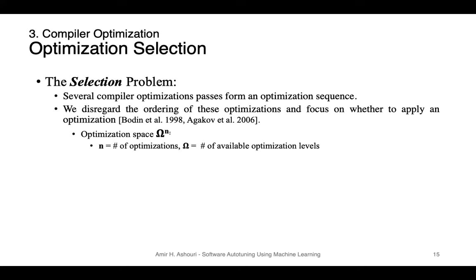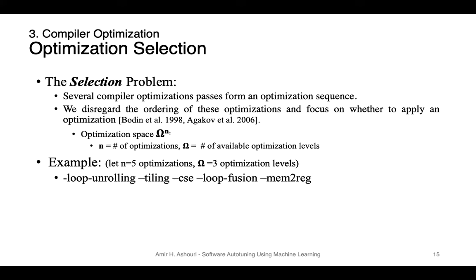So let's start with the first problem, the definition of the first problem. It's called the selection problem. We have several compiler passes. They form an optimization space. In this case, we disregard the ordering. We are only interested in identifying whether or not to apply this optimization. So suppose you have n optimizations, and omega is your available optimization levels for some of those n. Like you have loop unrolling to the factor of 1, 2, and 3. So loop unrolling has 3 levels as optimization levels.